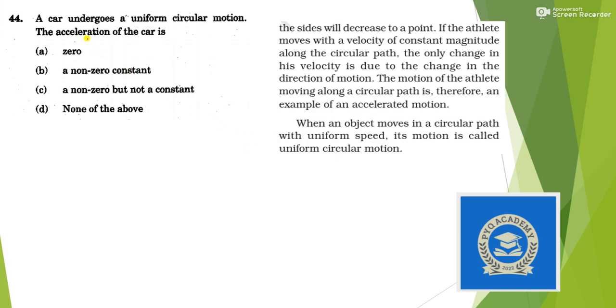In the first question, it is given that a car undergoes a uniform circular motion. Then the acceleration of the car is... In a circular motion, we know that the direction of the velocity changes at every moment, and this change in direction seems to be a change in velocity, due to which acceleration appears.